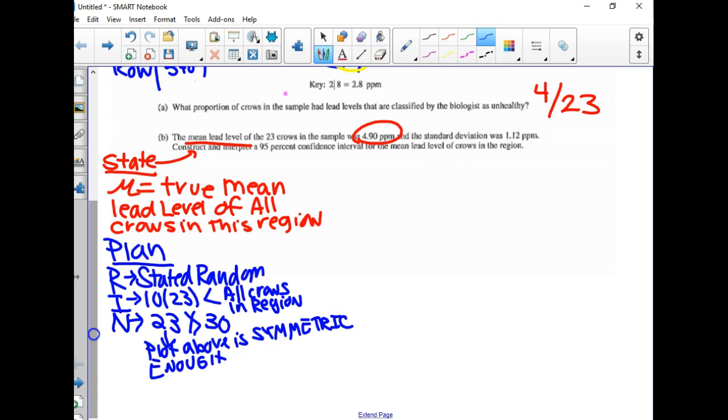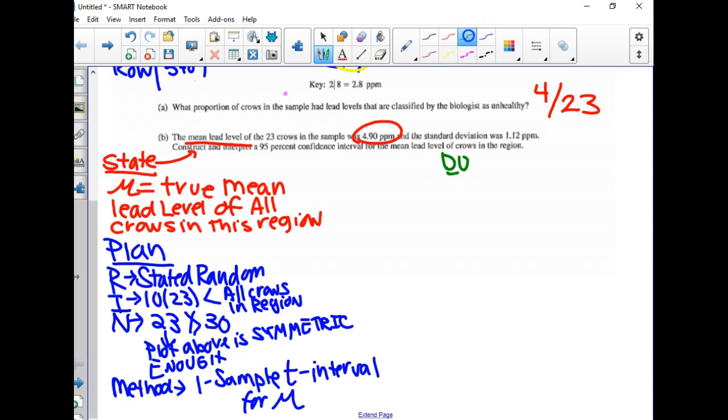Okay, the method. What's our method? How many samples? Yeah, one sample. T or Z? T, interval or test? Interval. For mu. And we already defined mu. The do part. In your formula sheet, the confidence interval is right there. It's on page 5, okay? And you have your standard deviations here as well, all right?